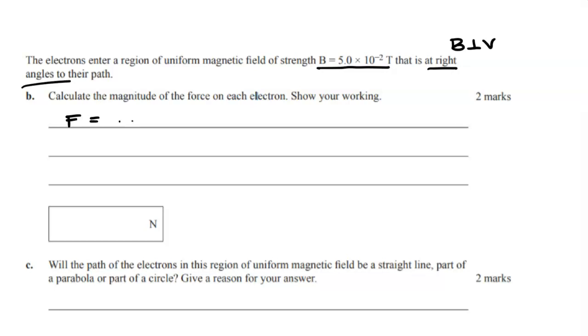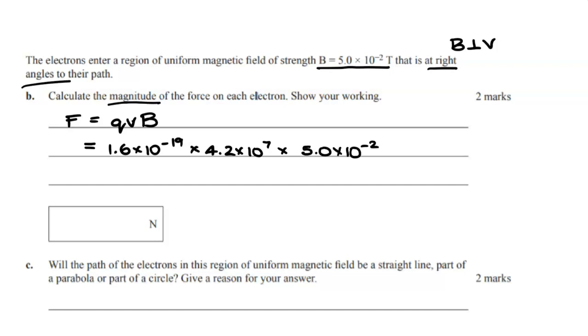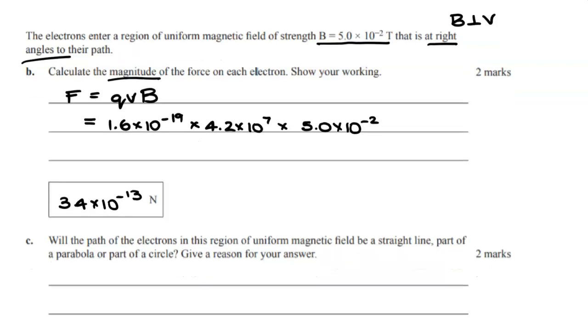So F equals QvB. We've got that charge. Just put in the magnitude of the charge because we're just interested in the magnitude of the force. The velocity we were previously told, that was 4.2 times 10 to the 7. And the magnetic field strength is 5.0 times 10 to the negative 2. Calculating this, we get 3.4 times 10 to the negative 13 newtons. Very small force, but it's on a very, very small object, so that's fine.